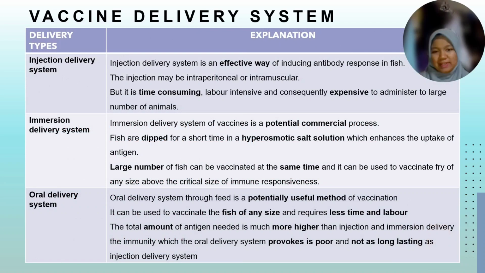So for the vaccine delivery systems, there are three types: injection, immersion, and oral delivery. And we can see the highlighted points of each delivery system here.